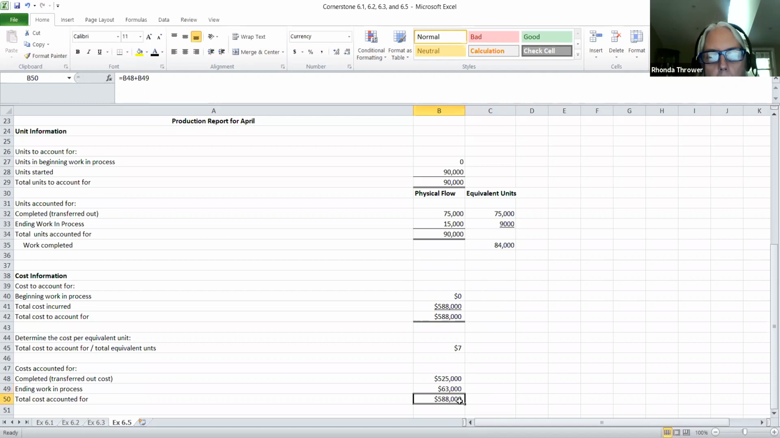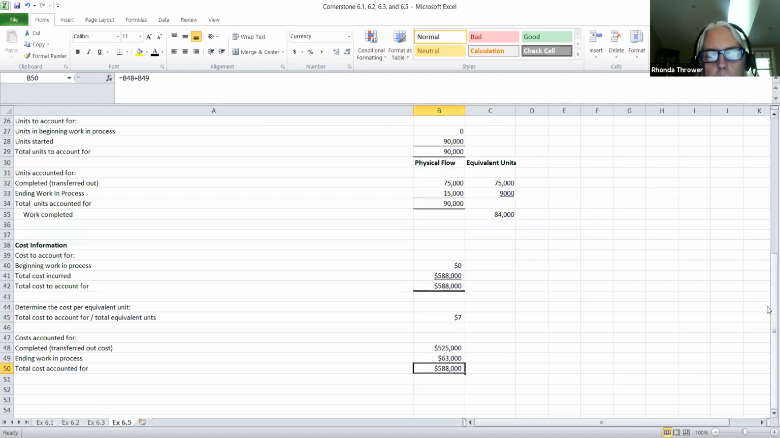The total cost that I've accounted for now is my cost of the units that I've transferred out plus my ending inventory equivalent units cost. The total cost to account for this month is $588,000. Notice we've reconciled that back to this previous cost.